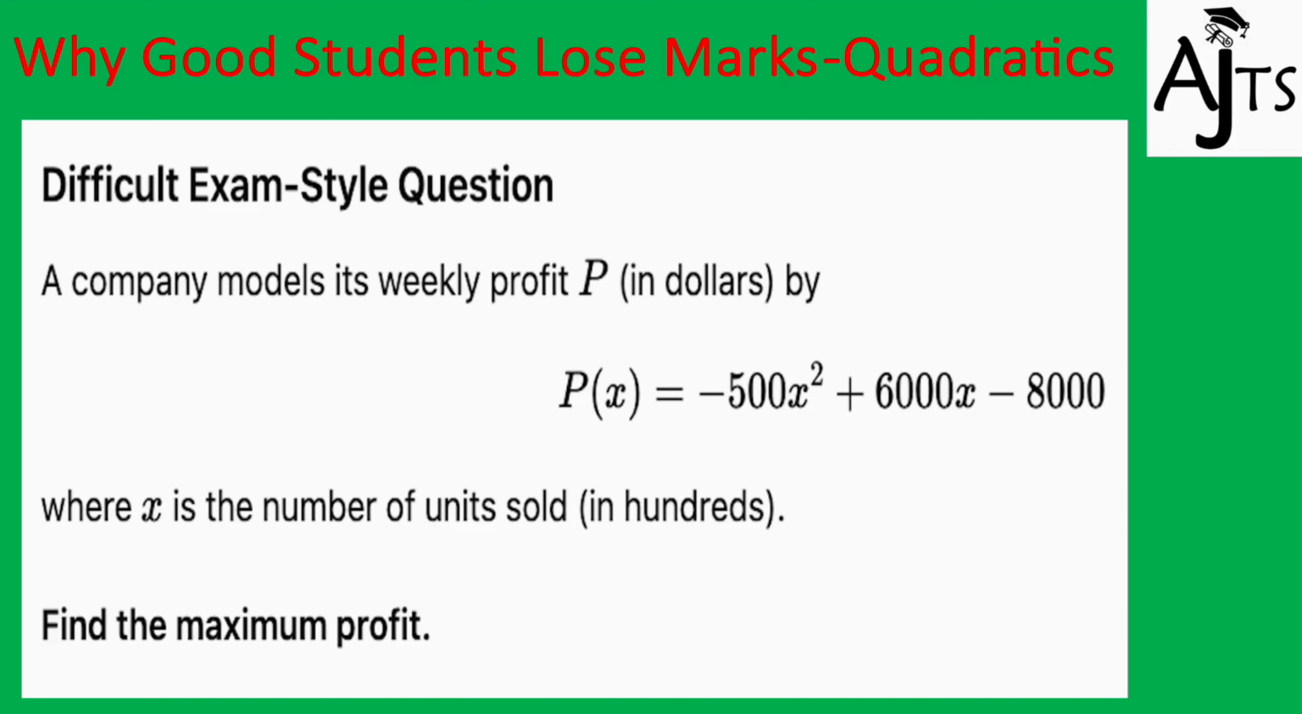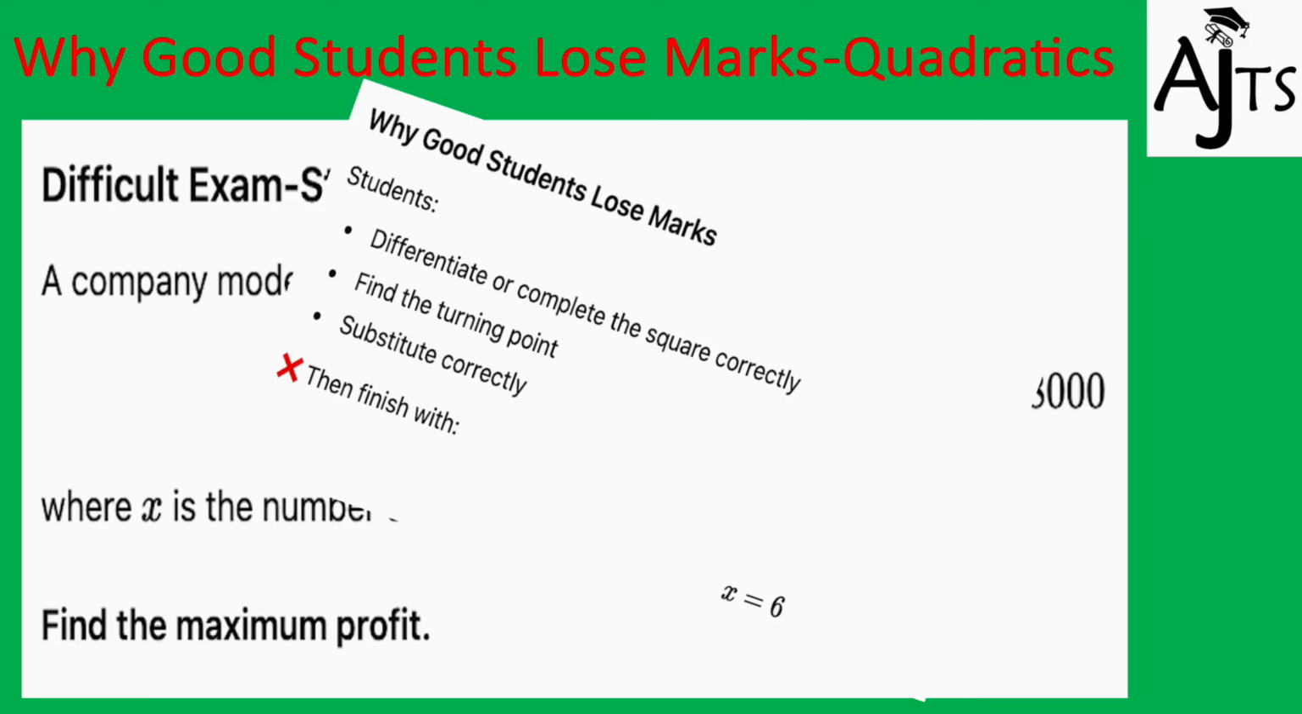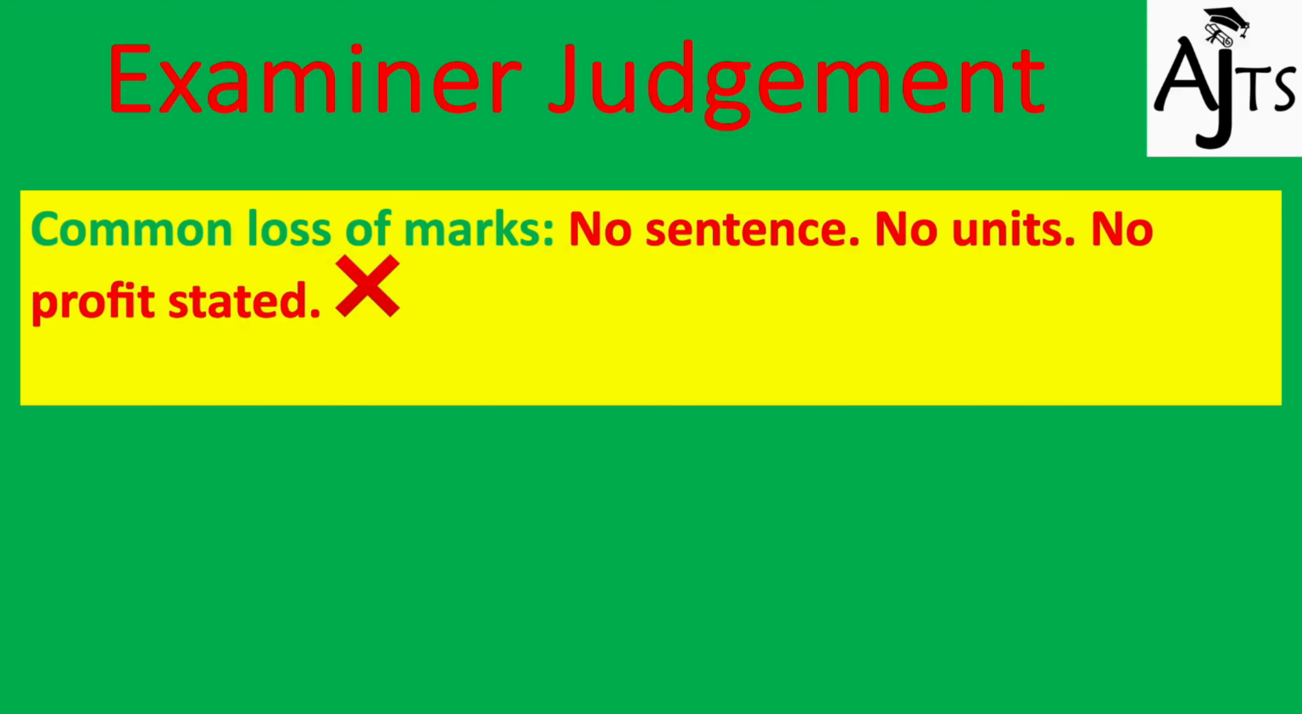We're given the profit is modeled by P of x equals minus 500x squared plus 6000x minus 8000. The trap: students do all the maths correctly and finish with x equals 6. The mark loss: the question asks for maximum profit, not the value of x. There is no sentence, no units, no profit stated.